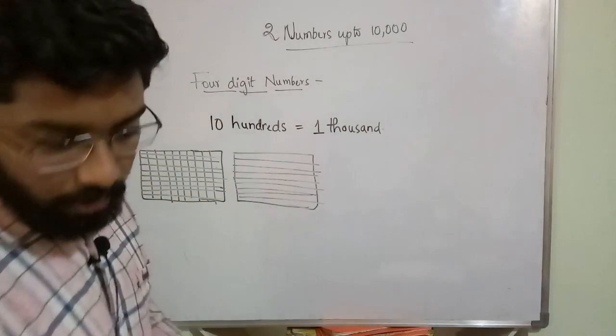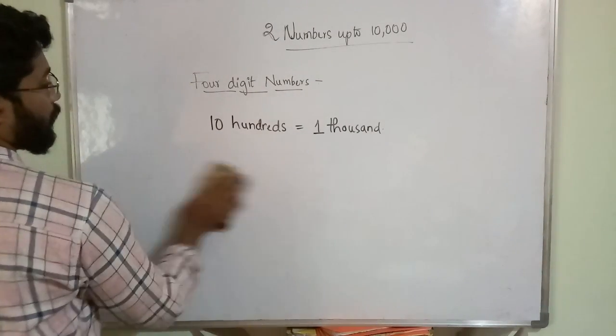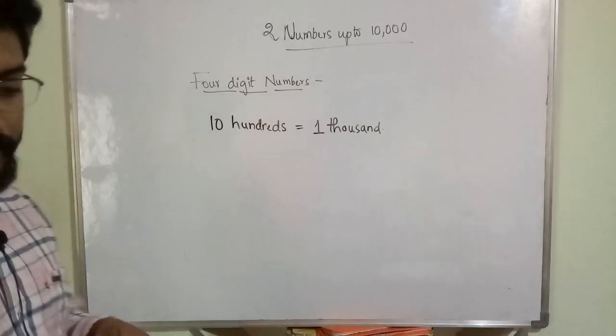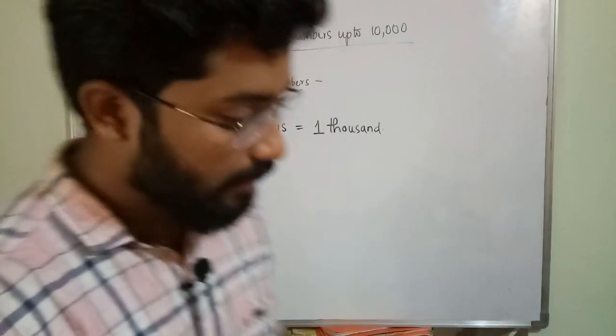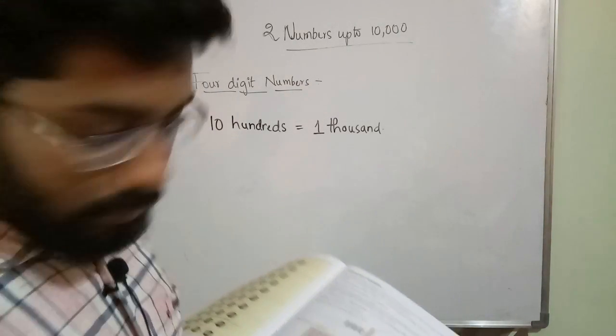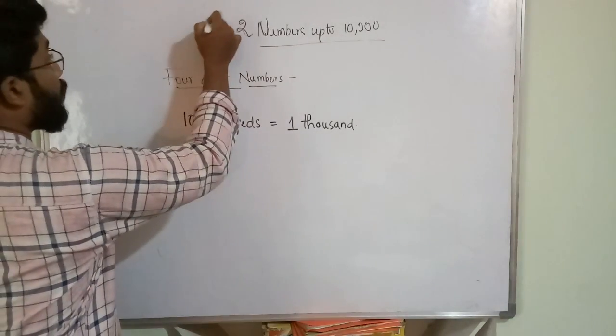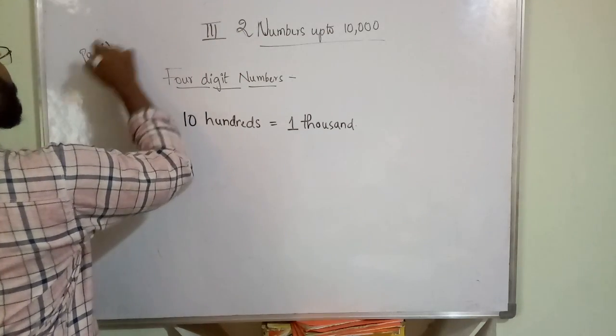So instead of drawing all this, it's a waste of time. What I will do is, I will explain directly on the book only. Okay, open your page number 81 in your book. This is of your third class, no? Just a minute. Page number 81, open.